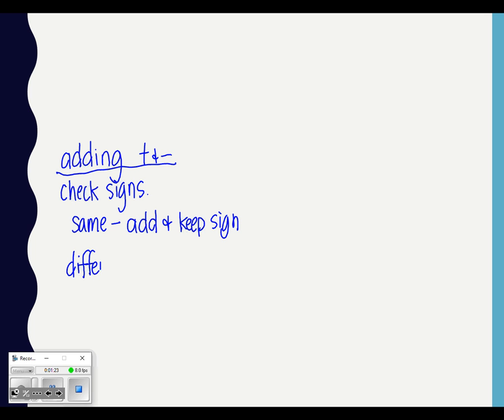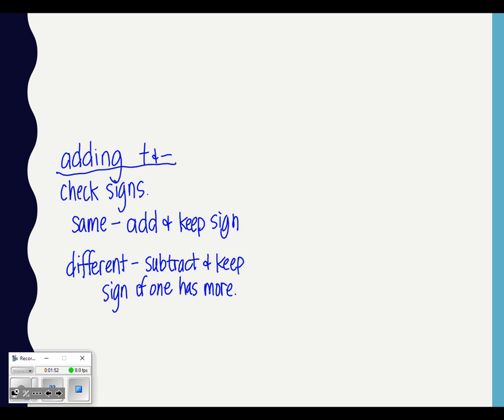If the signs are different, you are going to find the difference. I'm not going to write that out. I'm going to write subtract. But the reason I say it the other way, I'll show you in a minute. And keep the sign of the one that has more. Now let me explain what I mean by this.